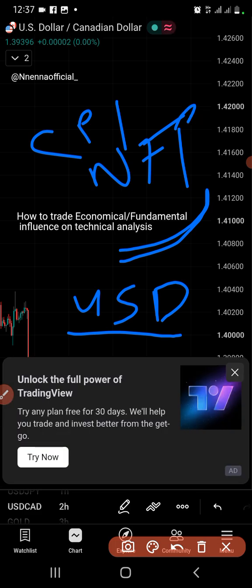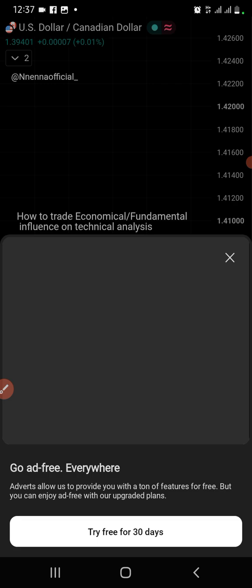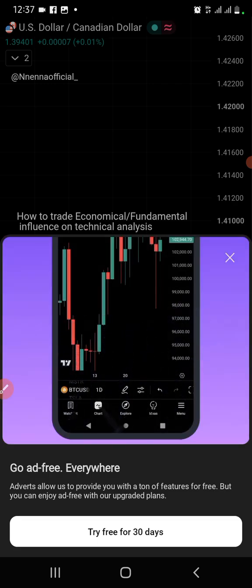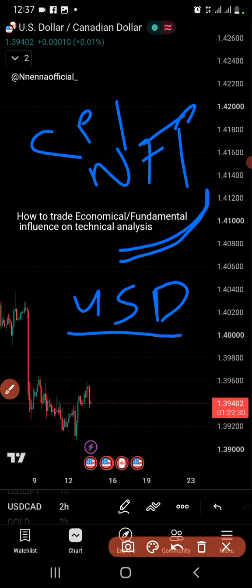you have your non-farm employment change, yes, and then you have others as well. There are plenty of them, but we have five major ones. The CPI, you can think of the NFP, you can think of the NFEC, you can think of the PPI, and then you think of the FOMC. So these are the five major economic indicators on USD.